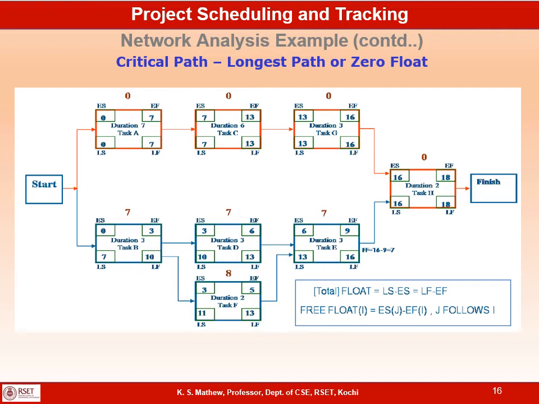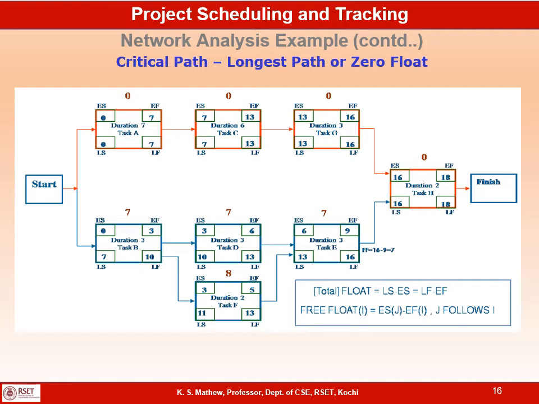Free float of task B is the early start of the successor, which is D, that is 3, minus the early finish of the current activity B, which is 3. So 3 minus 3 is 0. So the free float of task B is 0, which is the early start of the next activity minus the early finish of the current activity. 3 minus 3 is 0. 0 is the free float of task B.